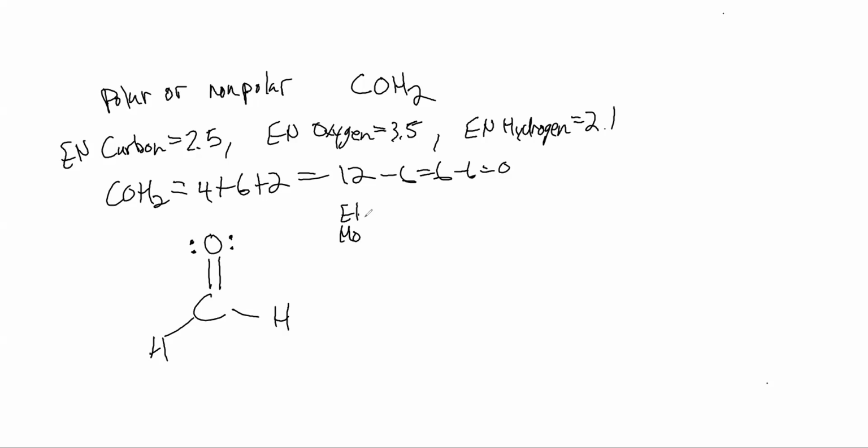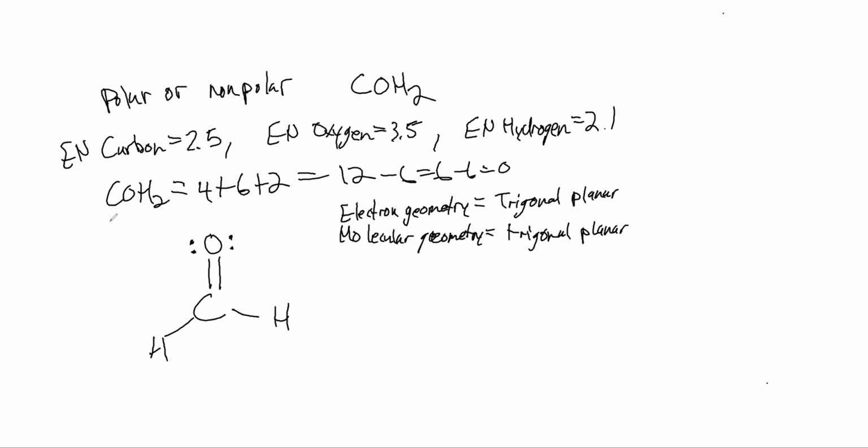So our electron geometry is going to be trigonal planar, because we have 3 electron regions. And then our molecular geometry is going to be trigonal planar as well, because we don't have any lone pairs attached to that carbon. Do you guys have any questions on that part? No, okay.